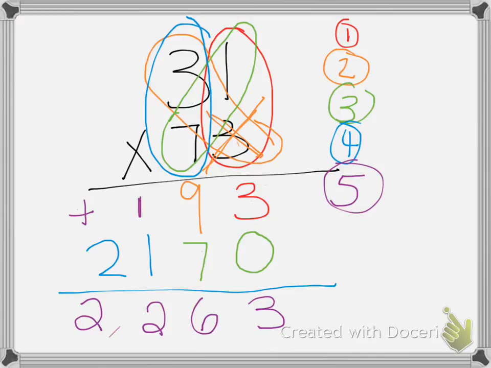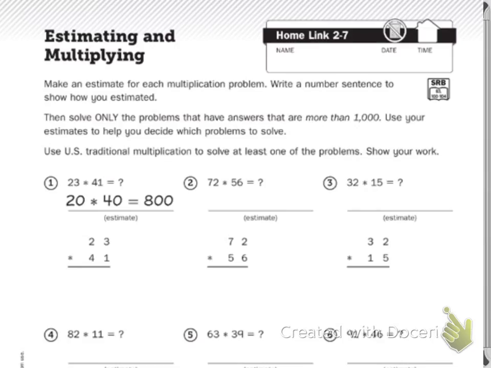Now let's look at what your homework is. It says estimating and multiplying. Make an estimate for each multiplication problem. Write a number sentence to show how you estimated. So this is your first step for each one, right here in the red.